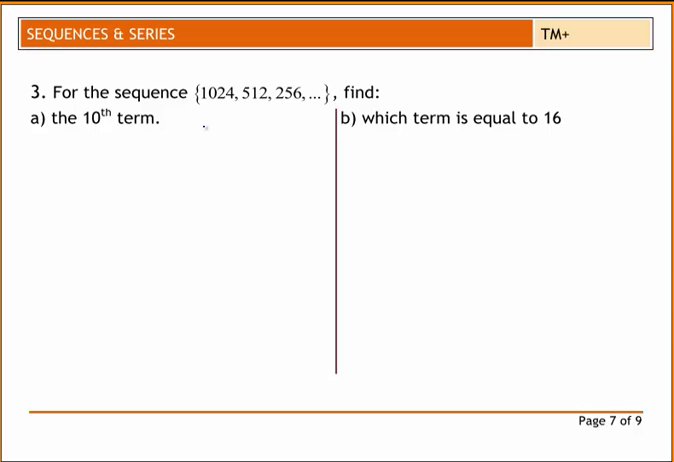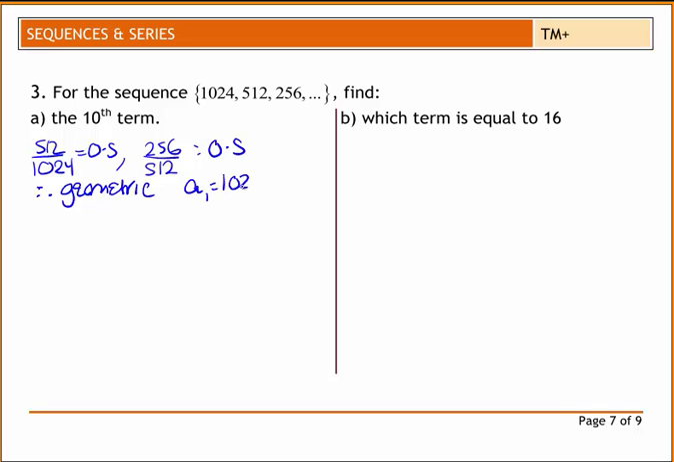So my first step here is going to be 512 divided by 1024. On your calculator, 512 divided by 1024 is 0.5. Then I'm going to do the next number, 256 divided by 512. It's also 0.5. So therefore it's geometric. A1 is 1024 and r is 0.5.